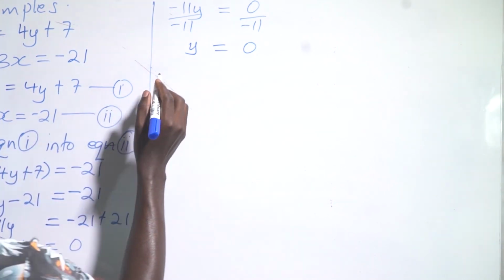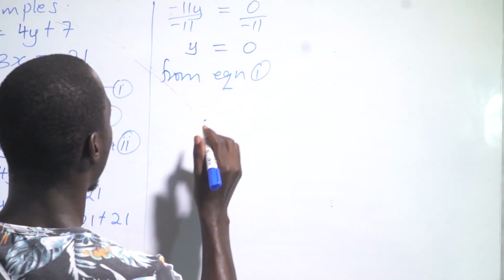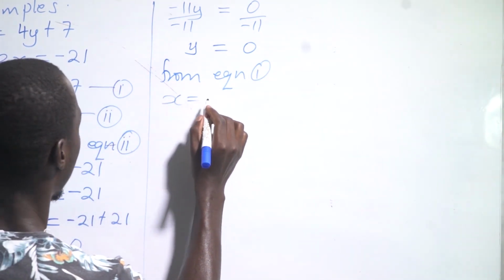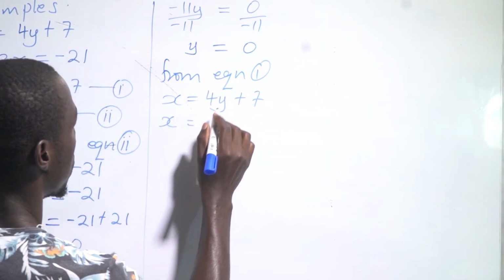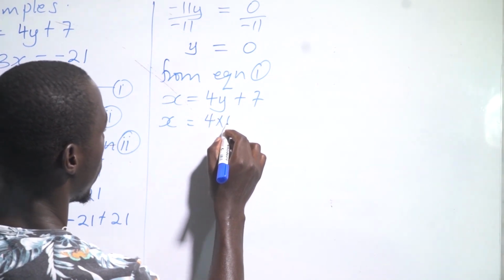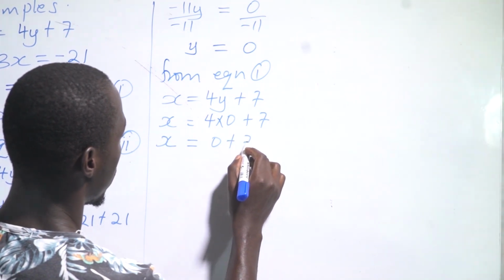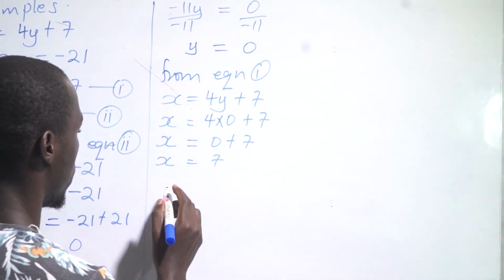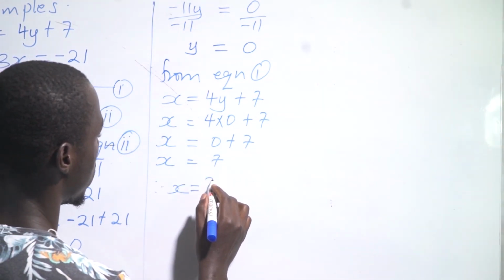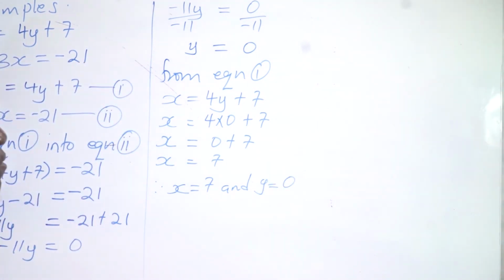Then from equation 1, I get the x. So I substitute my y value that I've got there. This is x is going to be equal to 0 plus 7. X is equal to 7. When you add 0 plus 7, you get 7. Therefore, the x value is 7 and the y value is 0. So that is our example 2.